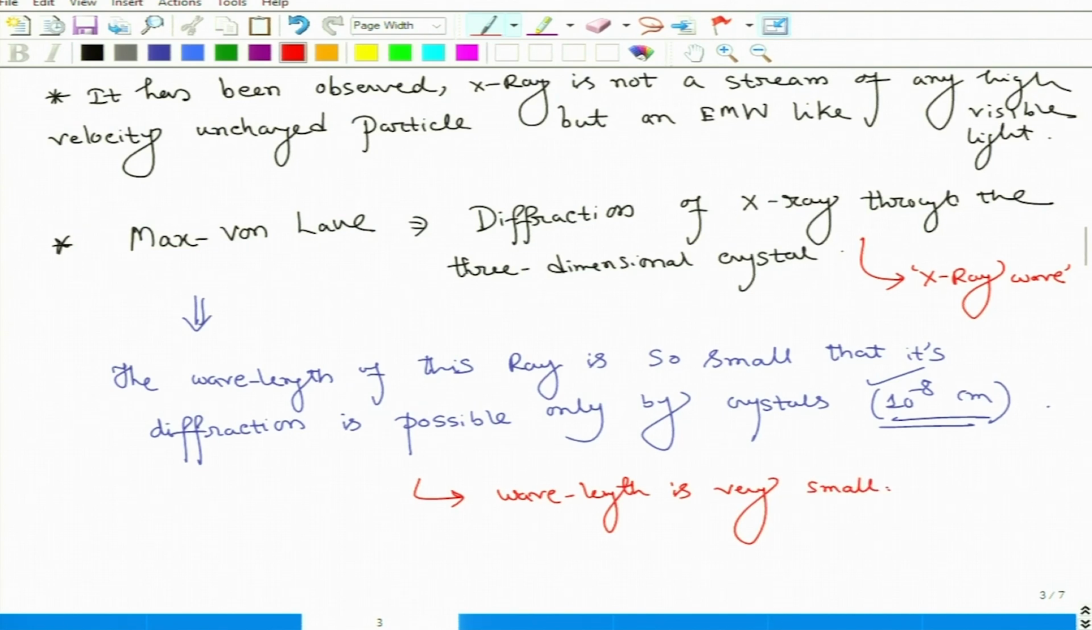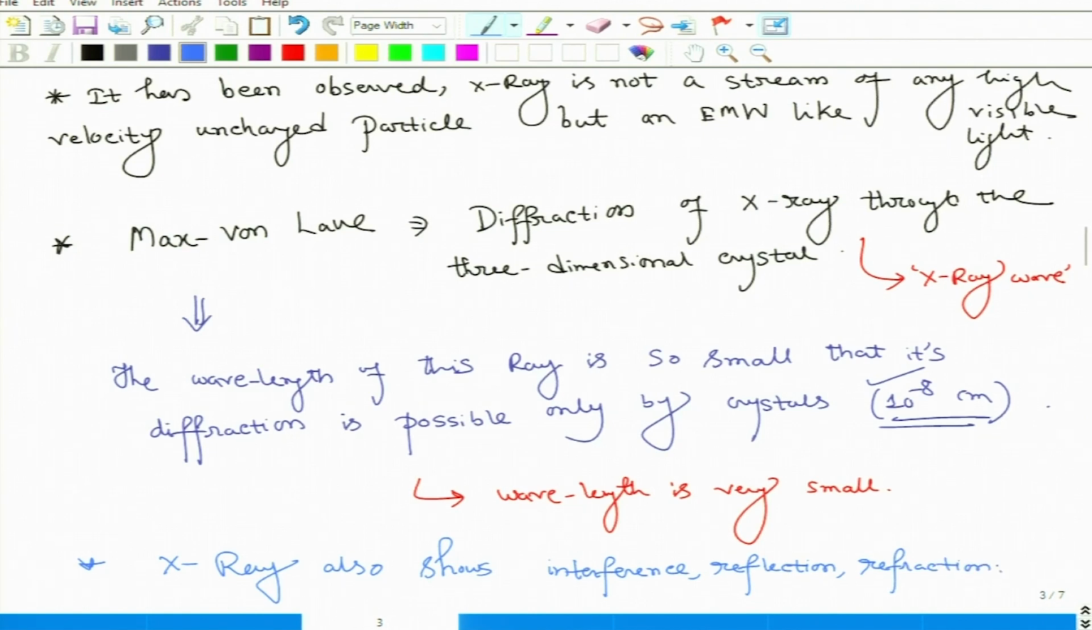After this experiment, later there were several other experiments by which it was proved that X-ray undergoes refraction, reflection, interference, and polarization as well. So X-ray also shows interference, reflection, refraction, just like our visible light. From here it was proved that X-ray is an electromagnetic wave, just like our visible light.